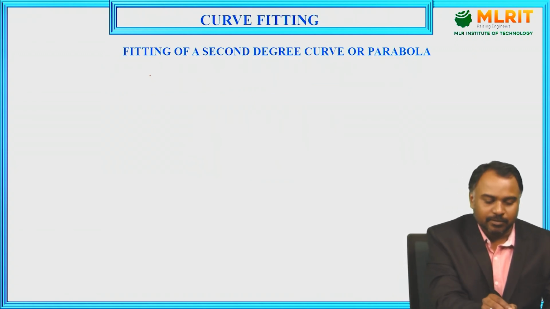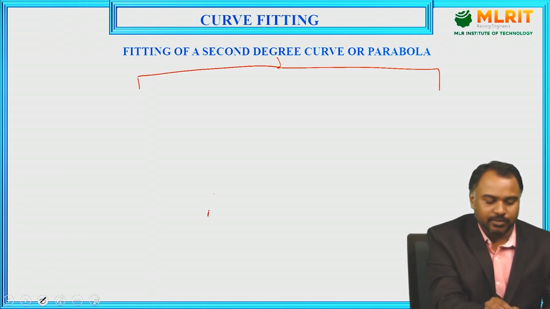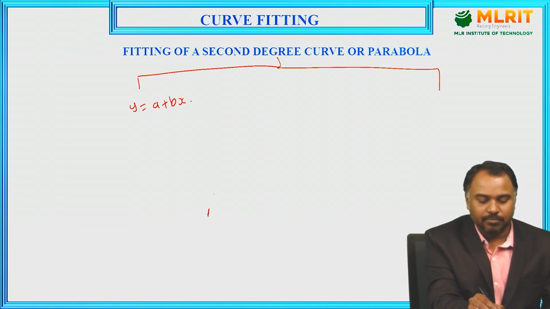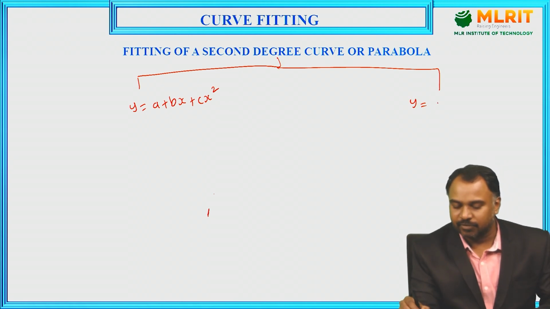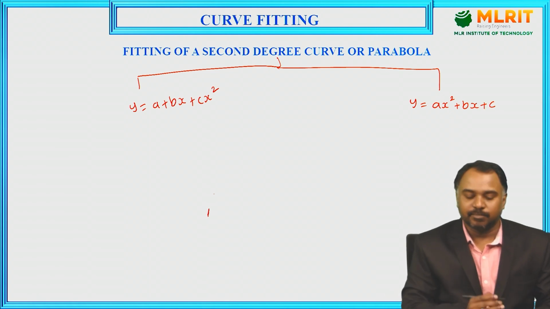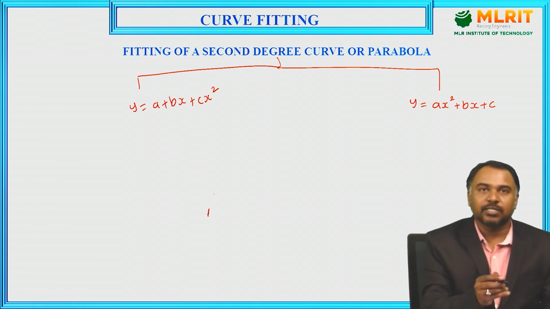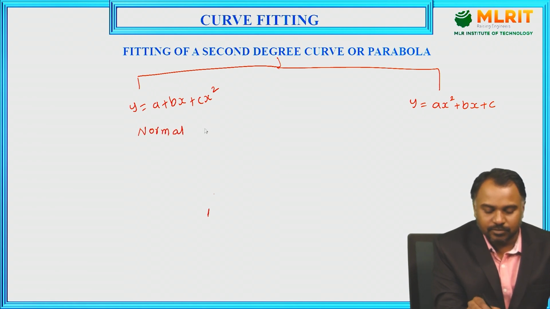There are two different kinds of parabolas we are going to have. That is, y is equal to a plus bx plus cx squared. The other similar form of second degree is y equals ax squared plus bx plus c. By using the method of least squares, which we discussed in the last lecture, we are going to construct the normal equations.